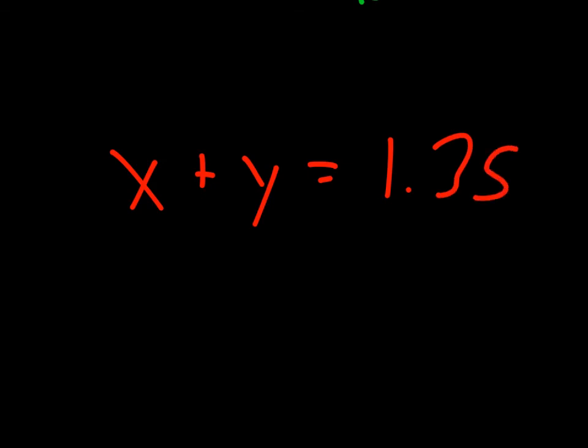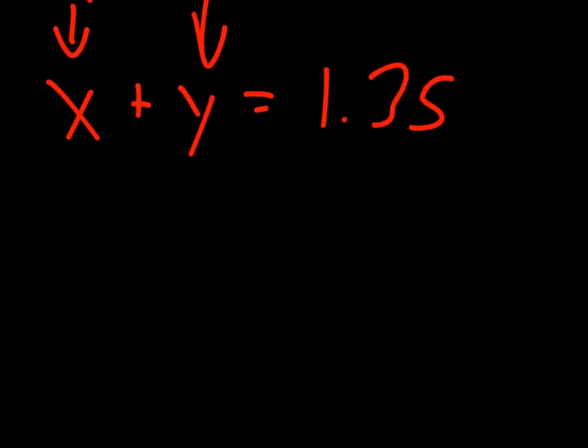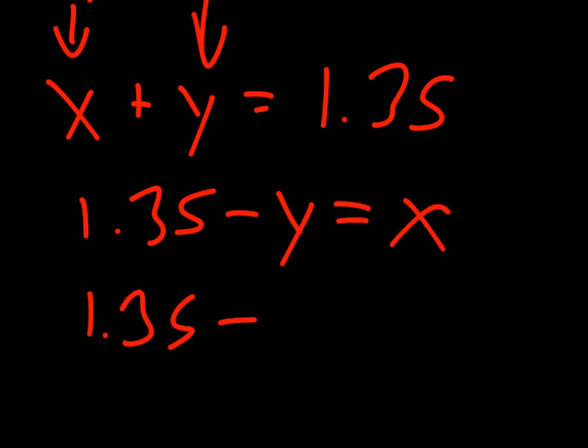Think of it this way. If you got X amount of coins and $1.35, and X represents quarters and Y represents dimes, and we don't know how many quarters or how many dimes you have, you could just label it as $1.35 minus Y is the exact same as X, or $1.35 minus X is the exact same as Y, okay? That's basically what this is saying, okay?